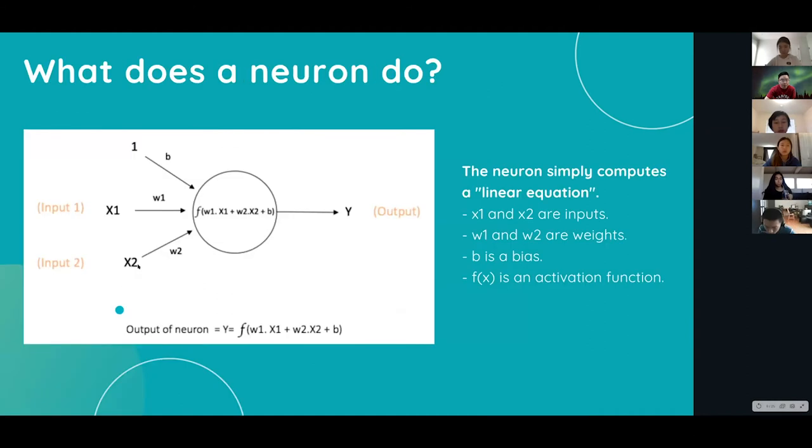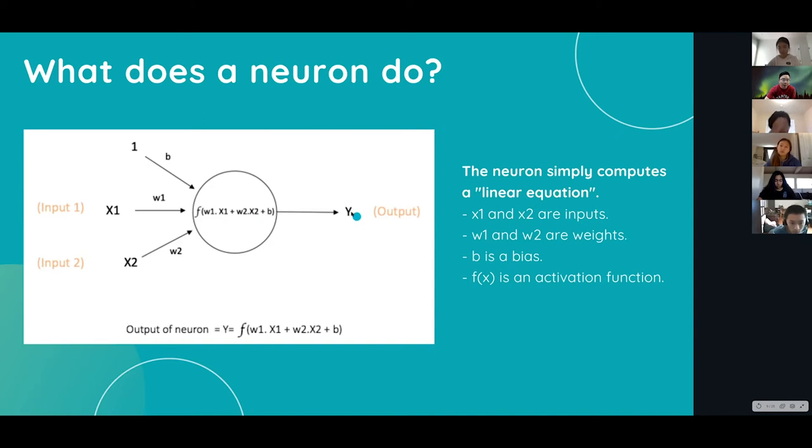Just to summarize again, we're looking at a single neuron here, and in this case we only have two inputs, x1 and x2, with different weights, w1 and w2. Sometimes we also add a bias term, but we usually don't. So when you look inside, that's exactly what I talked about: weight one times input one, plus weight two times input two, plus the bias term.